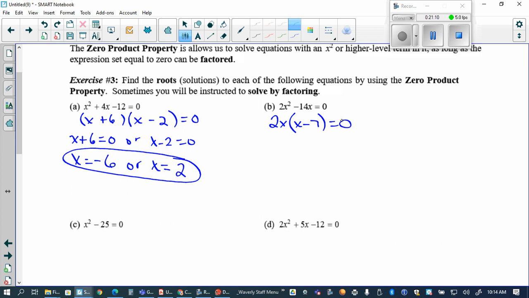Now we just use the zero product property, right? So how do I split this up? 2x equals 0 or x minus 7 equals 0. Okay? What's x equal in the first one? Yeah, divide both sides by 2. How about over here? x equals 7. Okay? So remember, we have more than one way to factor things.